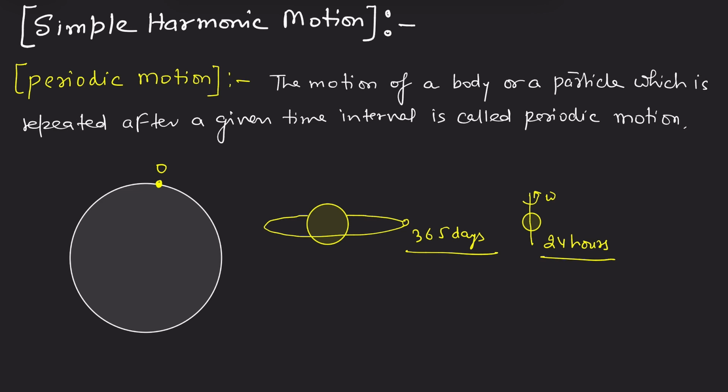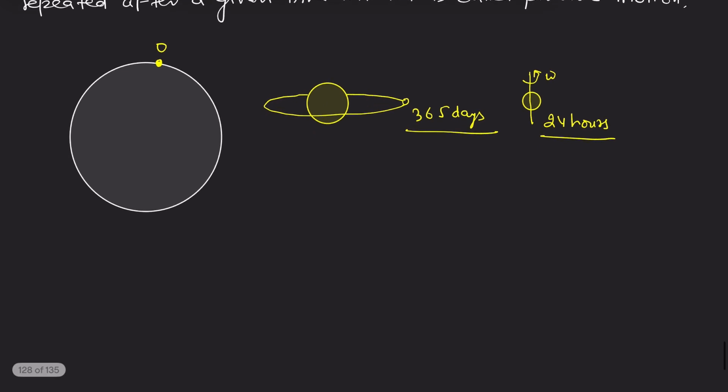So some sort of motion which repeats itself again and again after a certain time interval is known as periodic motion. I hope this idea would be settled for you, guys. So now after this we will move to the next definition, which is known as oscillatory motion.